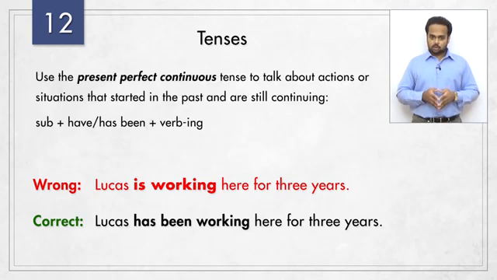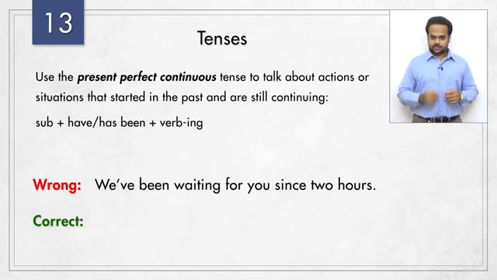If an action or a situation started in the past and it's still continuing, you need to use the present perfect continuous tense with have been or has been plus the verb in ing form. So how about this? We've been waiting for you since 2 hours. Well, it looks like it's a correct sentence. It's in the present perfect continuous tense, but can you spot the error?